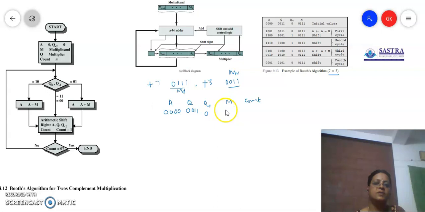So in the M register we will have 0 triple 1. Then we need the count. The count is nothing but the number of bits in the multiplier. All are going to be 4 bits, so we will just have the multiplier count in the count register. So this completes the initialization step.